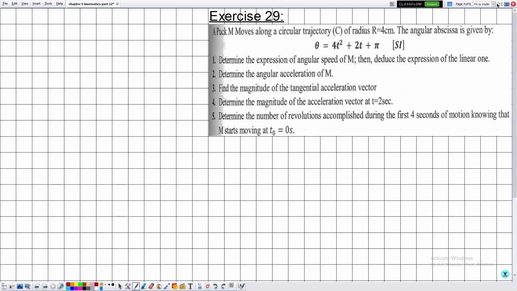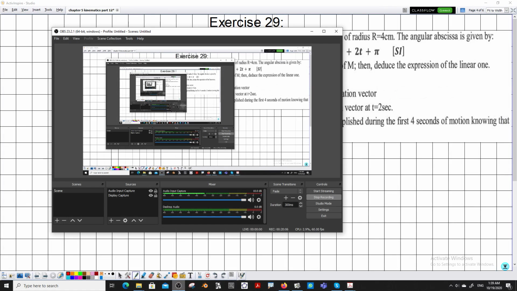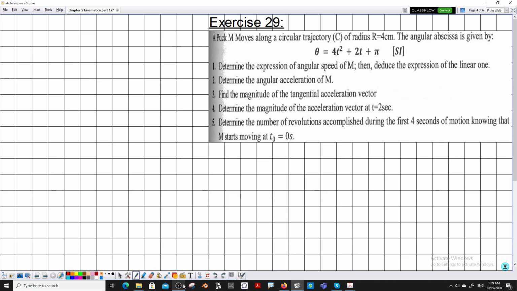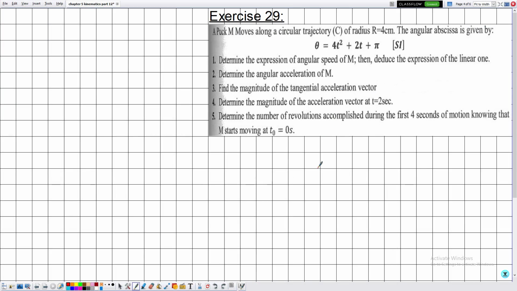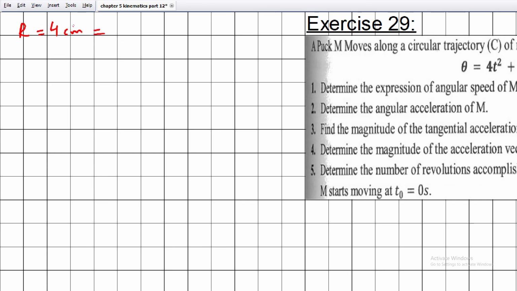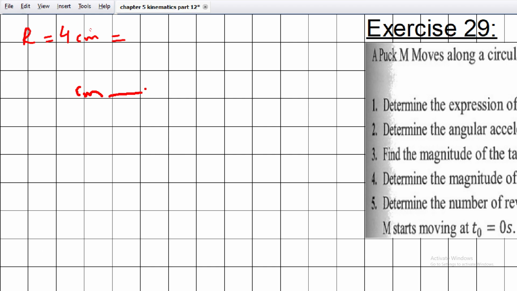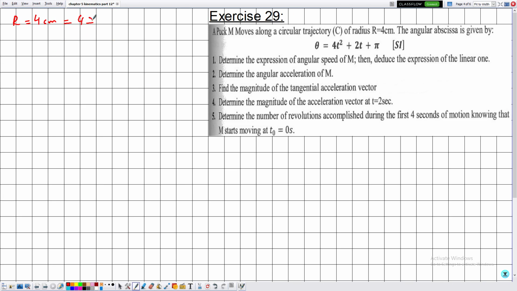Now as for exercise number 29, they are telling me a puck M moves along a circle trajectory C of radius R equal to 4 centimeters. Knowing that centimeter is not the SI unit of length, in order to convert from centimeters to meters, we divide by 100. Then 4 divided by 100 is equal to 0.04 meters.